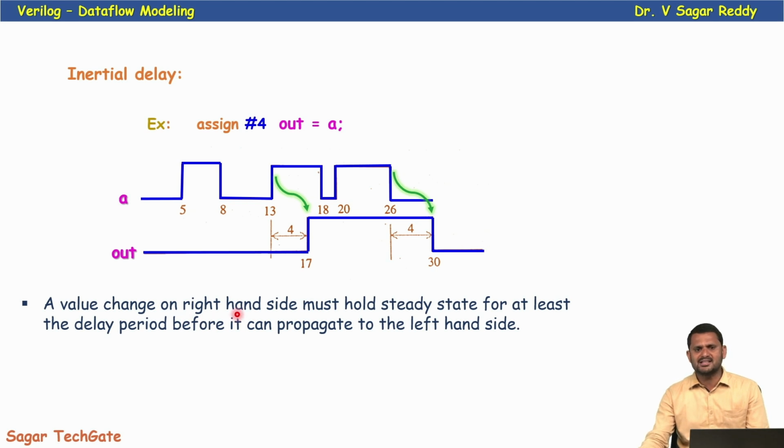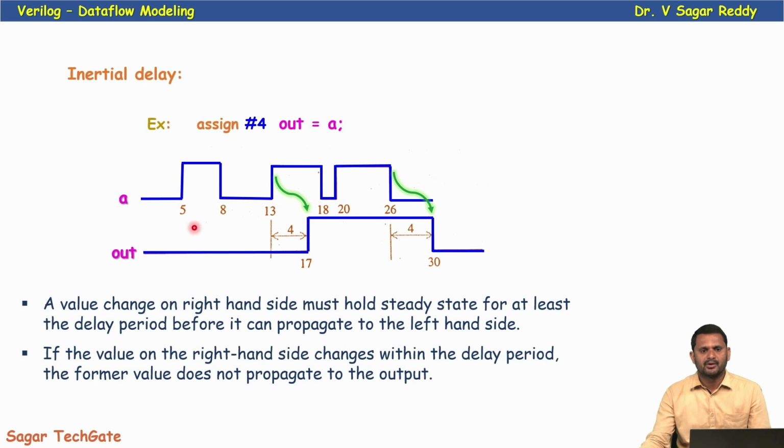Now what do you understand from this? A value change on the right hand side must hold steady state for at least the delay period before it can propagate to the left hand side. Whatever value change happens on the right hand side should be stable for at least this delay period. Then only it can propagate to the left hand side. Clear? If the value on the right hand side changes within the delay period, for example here it changes for only 2 time units and goes back to 1, the duration is less than this time delay.